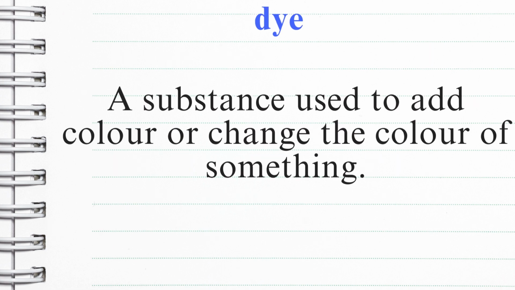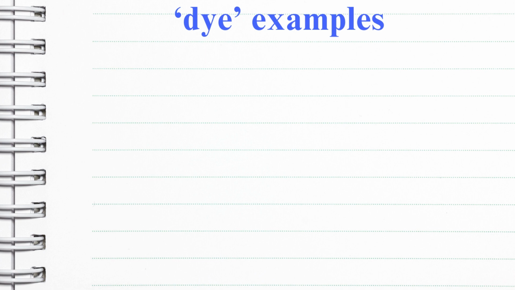Now let's look at D-Y-E, dye. Dye is a substance used to add colour or change the colour of something. So let's look at some examples.